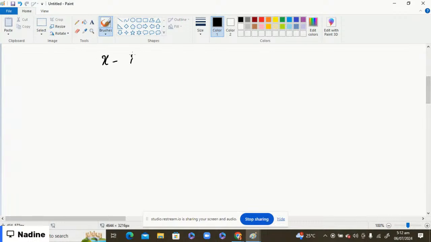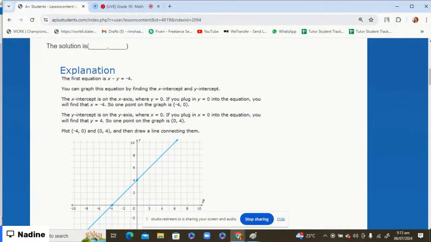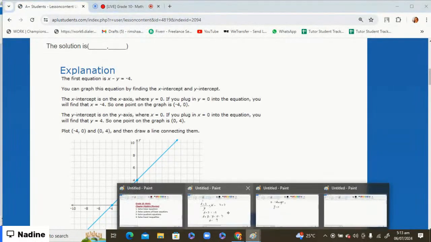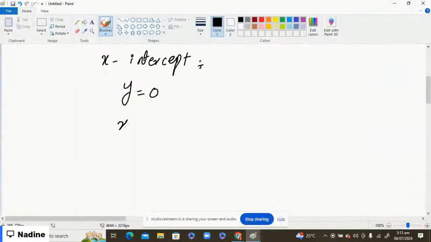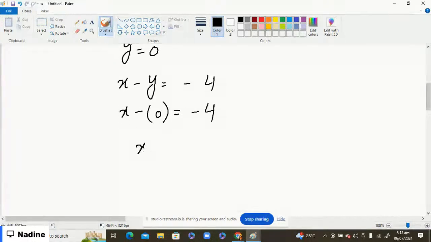So for the x-intercept, your y is equal to 0. This is the equation, x minus y is equal to minus 4. So in place of y, you are going to put 0. Okay, so what is x? That is minus 4.